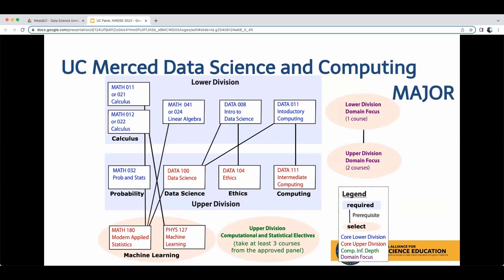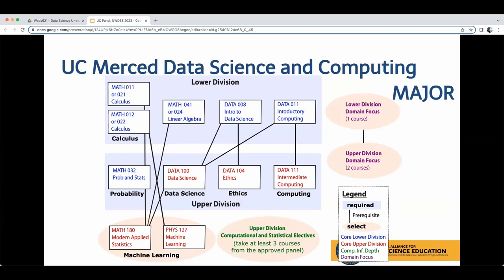And those classes lead to a more advanced level in the upper division. Okay, so we have probability and statistics, and then an ethics class, and then the Data 100 class, which is also very similar to the Data 100 class here at Berkeley, and then intermediate computing. Then that leads to something more sophisticated mathematics, like modern applied statistics. And then we're going to require the students to take additional upper division courses, like biostatistics, or optimization, or nonlinear dynamics. There's a lot of options for those courses.